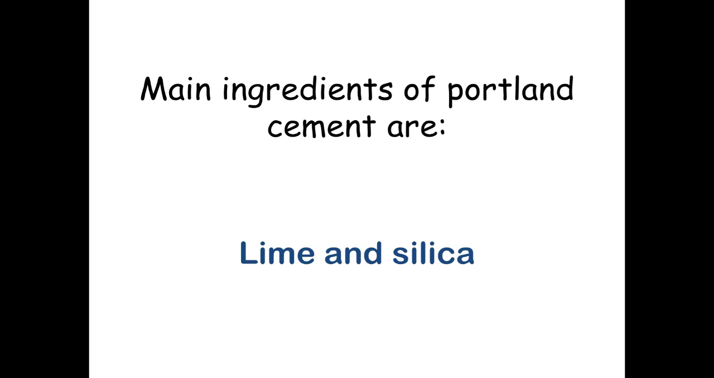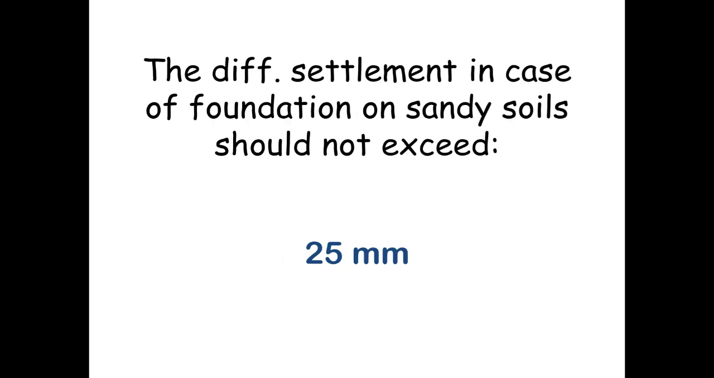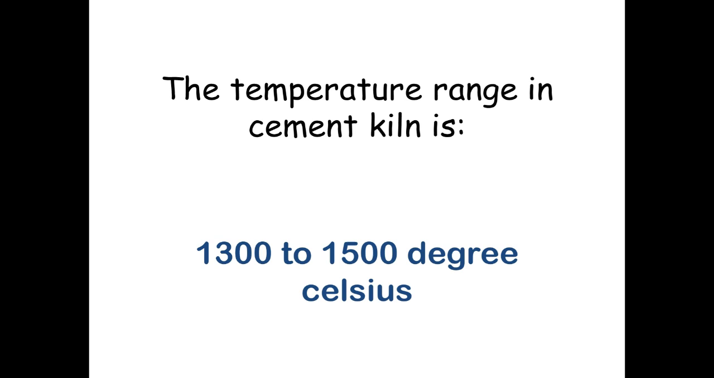Main ingredients of Portland cement are lime and silica. Percentage of carbon content in mild steel is less than 0.25. The differential settlement in case of foundation on sandy soils should not exceed 25 mm. Couple closed roof is suitable for maximum span of 4.5 meter. The temperature range in cement kiln is 1300 to 1500 degrees Celsius.